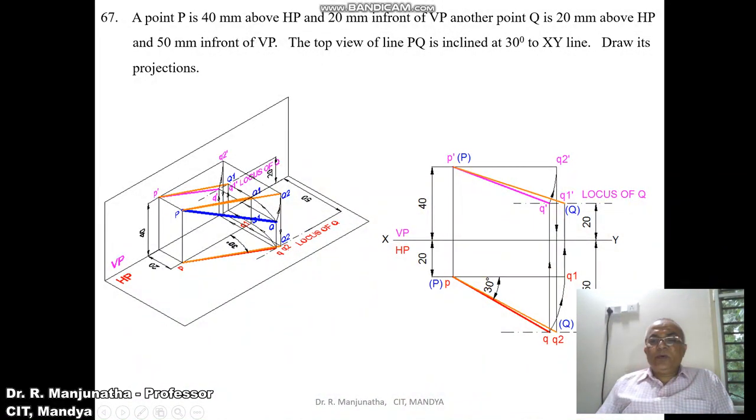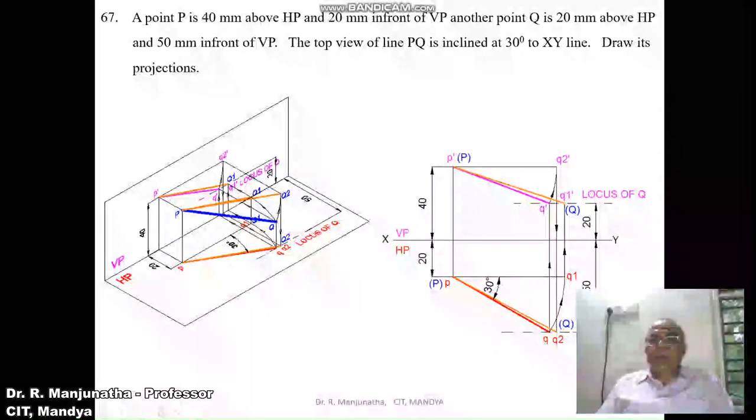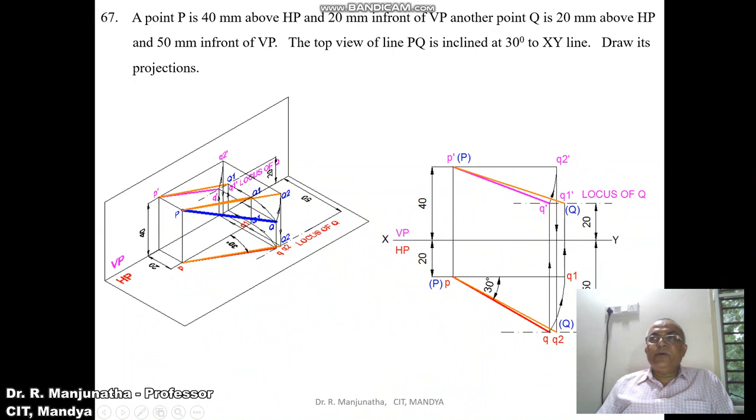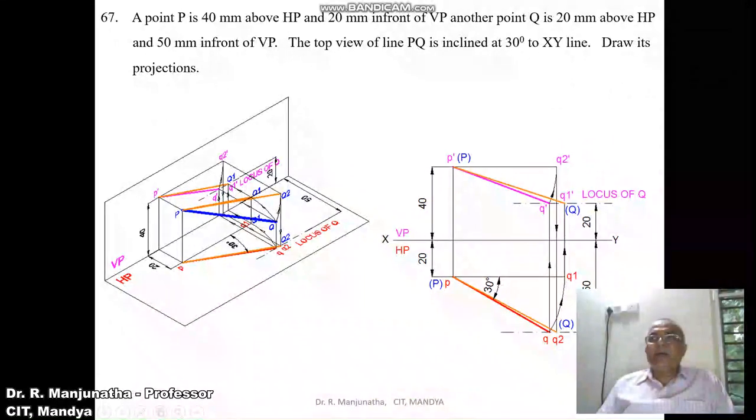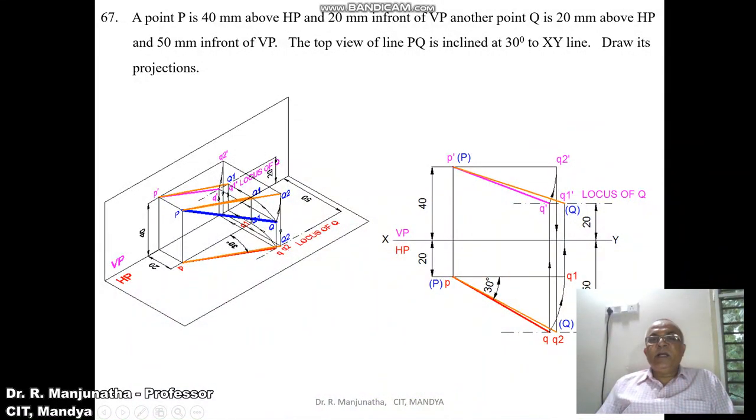Then we know that the locus of Q in the front view is here. So draw a vertical projector from Q so that it cuts the locus of Q in the front view at this point. This is the top view point Q; its corresponding front view becomes Q dash. Then mark this point as Q dash and join P dash Q dash, which is the front view line. So now we know the front view and also the top view.